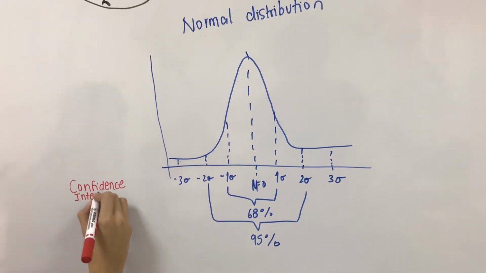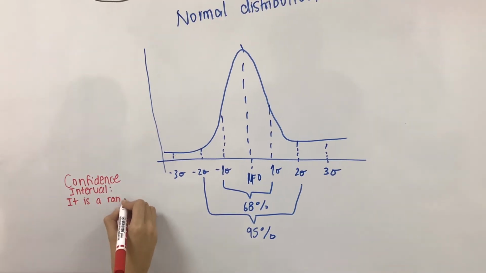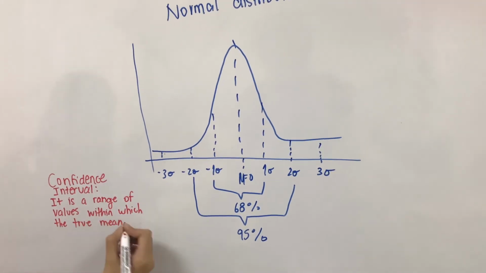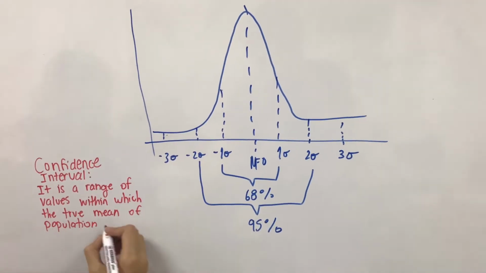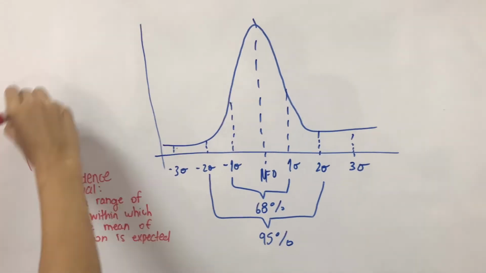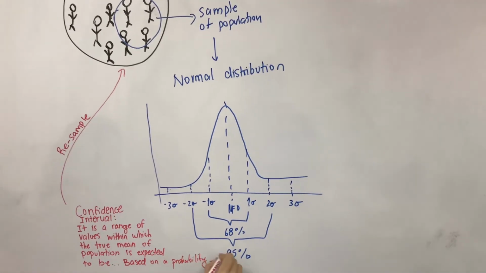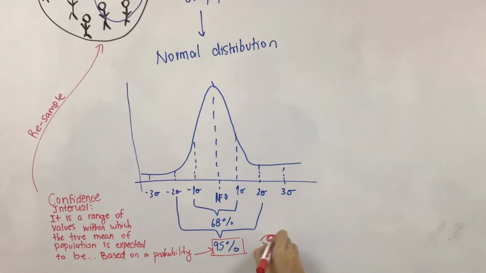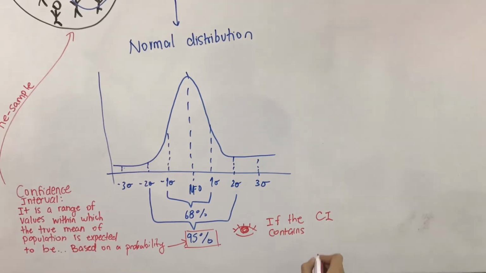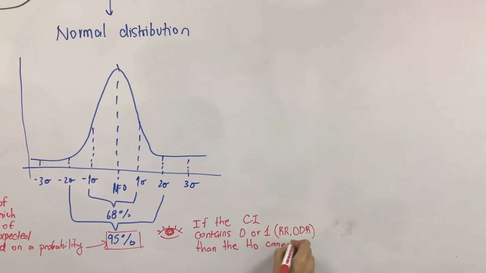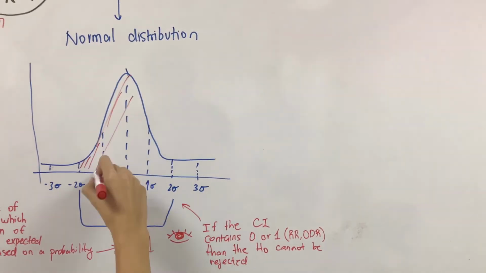This is the base to understand the confidence interval. The confidence interval is a range of values within which the true mean of the population is expected to be, based on a specific probability. Thanks to this, we are able to resample the results from our data to the general population. To keep in mind, if the confidence interval contains 0, or 1 in the case of relative risks or odds ratio, then the null hypothesis cannot be rejected.